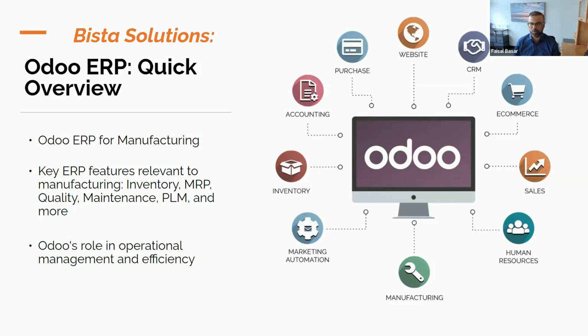And just about Odoo, Odoo is, as I said, an open source ERP. It has different modules. It's a very modular architecture. It has modules to cover inventory for warehousing, your purchase, sales, and manufacturing. Bista is the top integrator for Odoo in the US, and we work with a lot of customers implementing manufacturing. Odoo has a lot of features, including MRP, PLM. It has a PLM. Bista has built a production planning and scheduling system using Odoo.